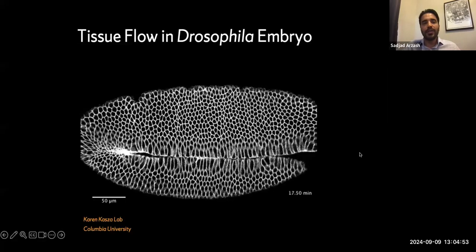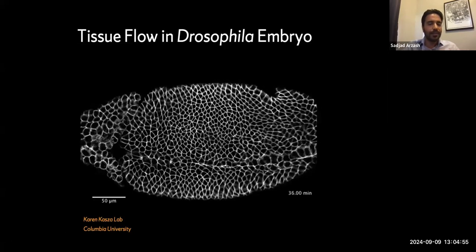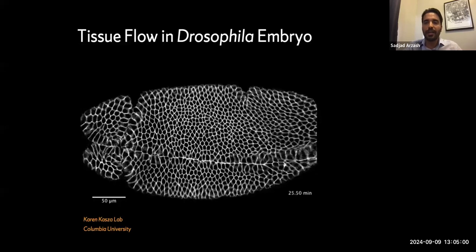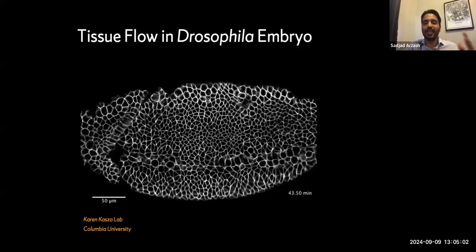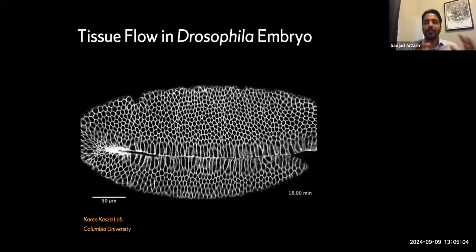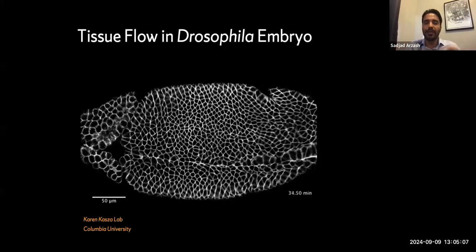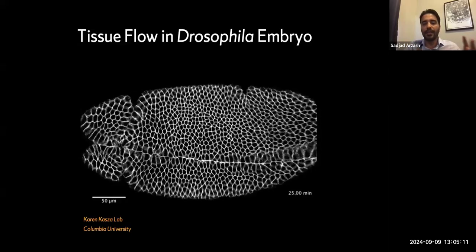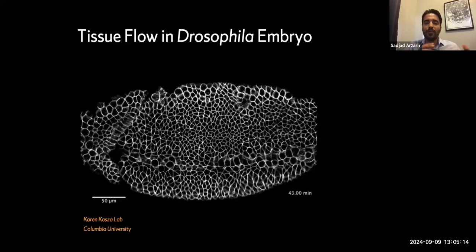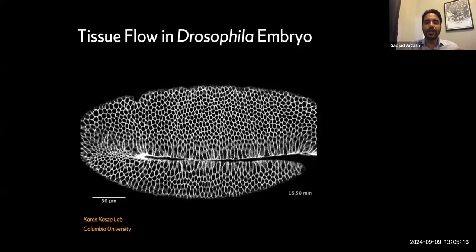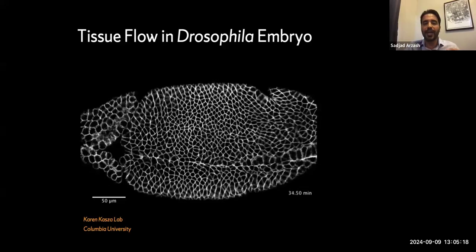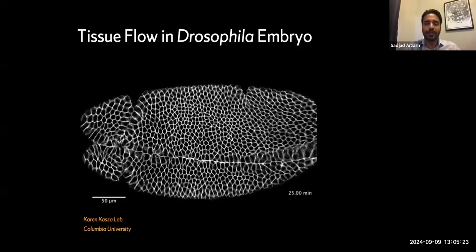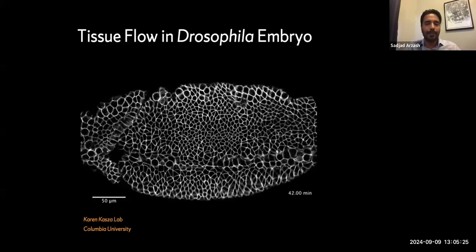I think everyone who works in biology or any biological systems has a favorite movie. This is my favorite movie in biology. This is basically the developmental aspects of an embryo, a Drosophila embryo. And we can see every polygon is basically a cell. You can see the movements of these cells, the tissue flow, this kind of contraction, extension, all these different complex properties that are going on.